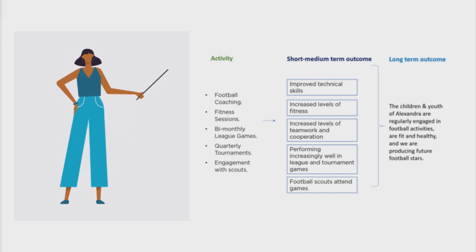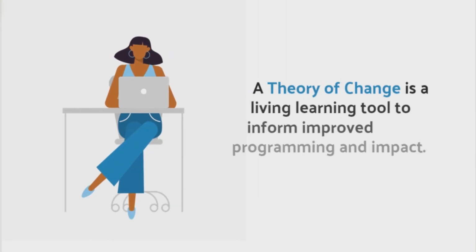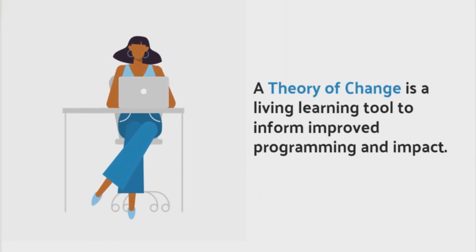Or you might notice that you don't see improved technical skills. With your team, you might use your TOC to reflect and decide to increase the number of football coaching sessions, retrain your coaches, or get sponsorship for quality footballs and boots. A theory of change is a living learning tool to inform improved programming and impact. It is not just a document you prepare for a funder.